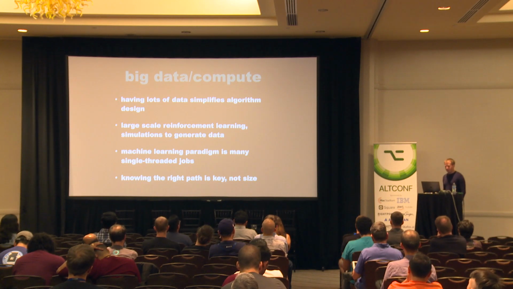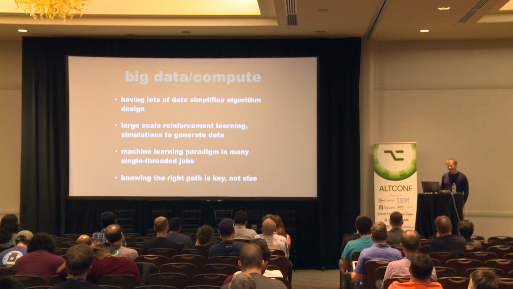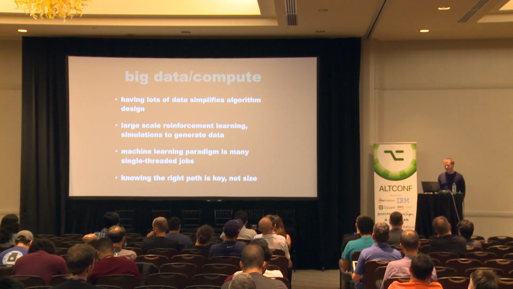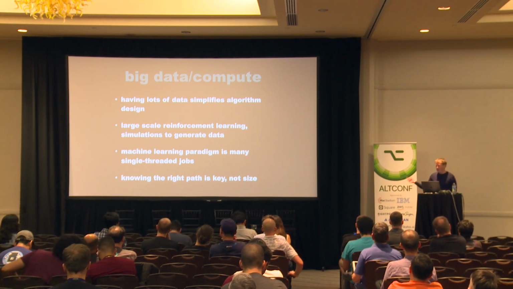Second big story has been reinforcement learning. While many people are focused on, say, the algorithms, I think a big piece of the reason why reinforcement learning has had some success recently is simply that we can use these large clusters to generate lots and lots of data, and then go back to the first point.